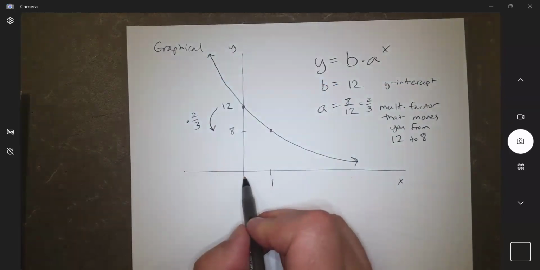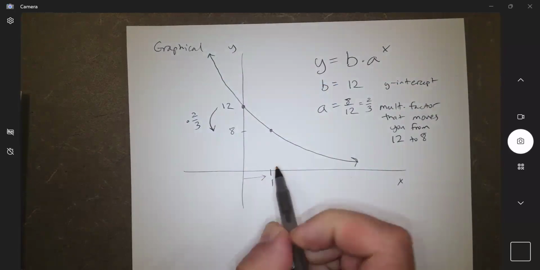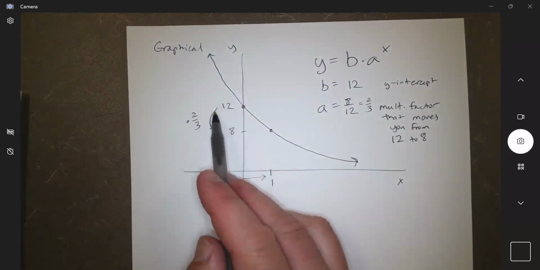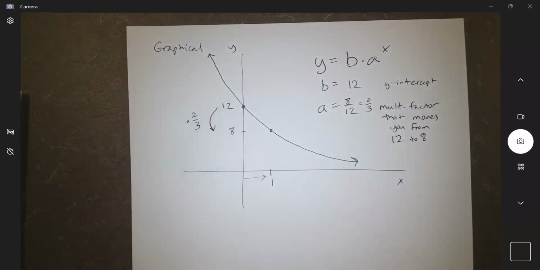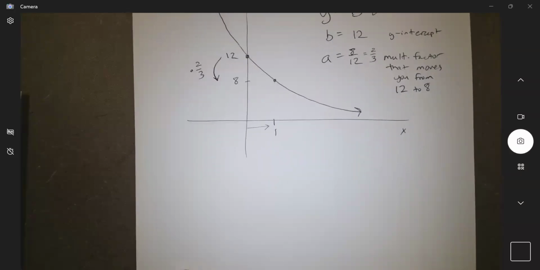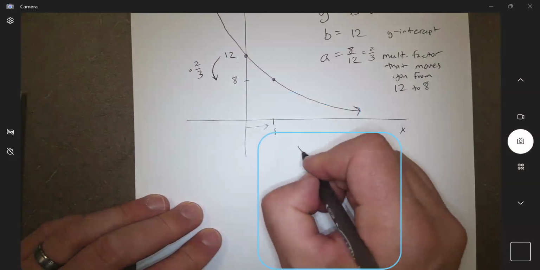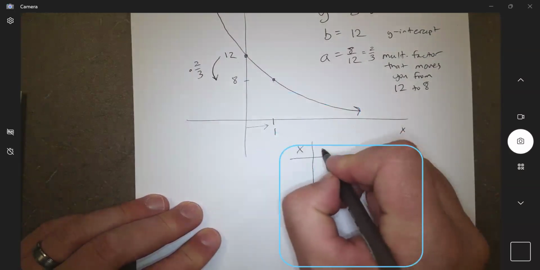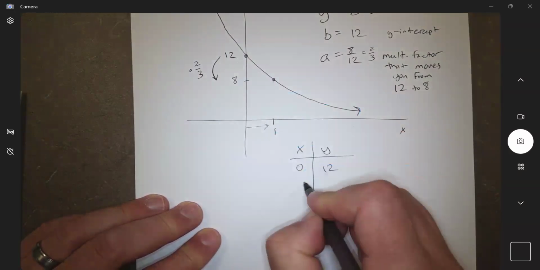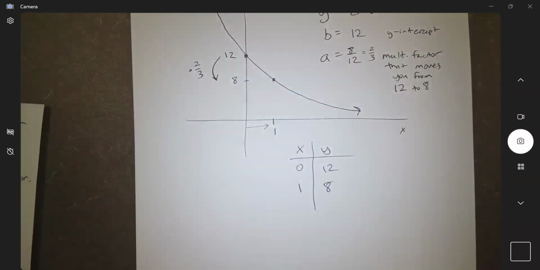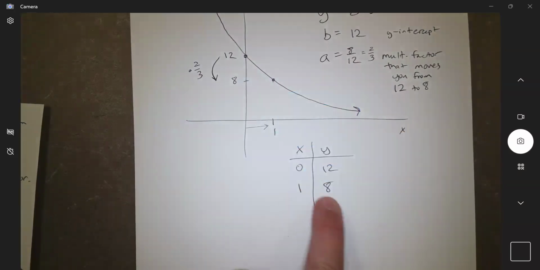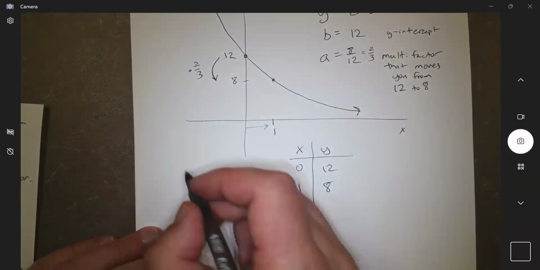So as long as you're stepping up by 1, then you can just find your multiplication factor by looking at your y-axis. So graphical, I would say it's not really graphical. What you're really doing is you're building a table from the graph that looks like this: 0, 12, and 1, 8, and they're using your table.